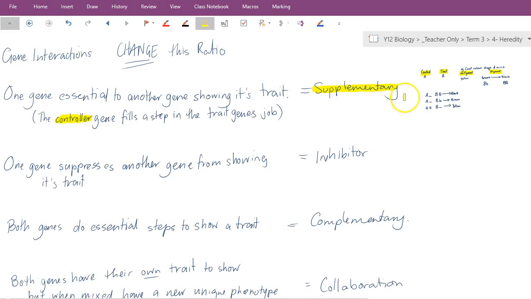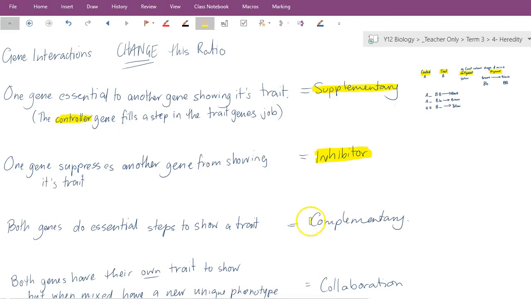That's called supplementary. Then you have a relationship where the gene actually specifically inhibits another gene from actually showing itself. Okay, now this is called an inhibitor. So its job is to actually stop another gene from making a protein. So if it's got any dominant traits showing, then the other one won't show at all. So that's the inhibitor relationship.